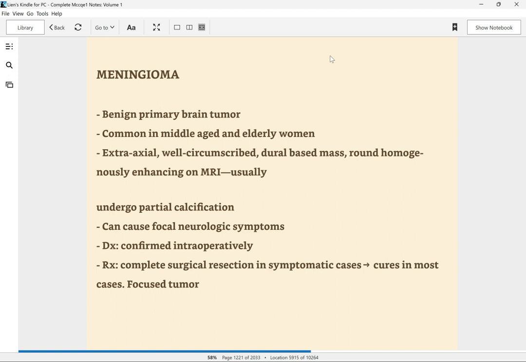Meningioma is a benign primary brain tumor, common in middle-aged and elderly women. It is an extra-axial, well-circumscribed, dural-based mass, round and homogeneously enhancing on MRI, usually with partial calcification. It can cause focal neurologic symptoms. Dx is confirmed intraoperatively. Rx is complete surgical resection in symptomatic cases. Rightward arrow: cures in most cases.